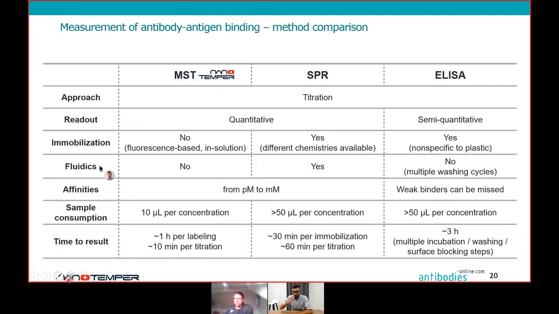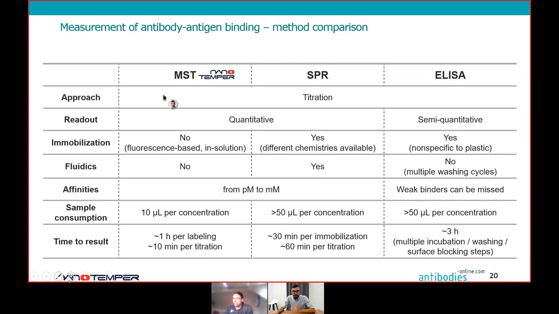At this point, you might be asking, how is MST different, the MST technology, to other techniques that maybe you are using on your own for testing antibody-antigen interactions? And for this, I prepared this small table to tell you a bit about the similarities between these methods and the differences. Here I compare MST with the SPR technology that is routinely used to measure antigen binding, and also the ELISA method.